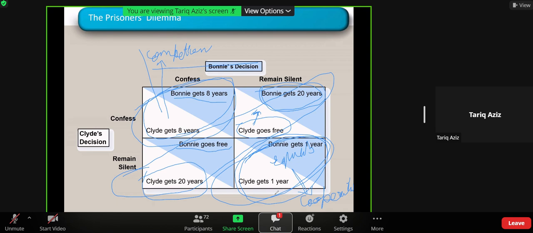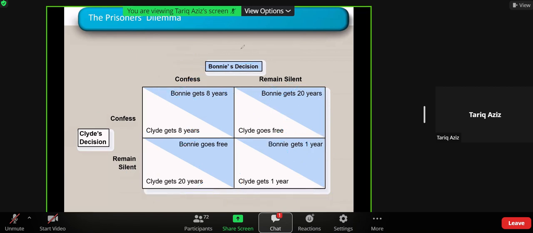Now, look at it very plainly: if they cooperate with each other, then both will be in a good position. The payoff is maximum for both of them. But if they both decide to compete with each other, compete means they are not trusting each other. So in that case, both have to suffer. Their payoff will be less. Understood? So this is the prisoner's dilemma.